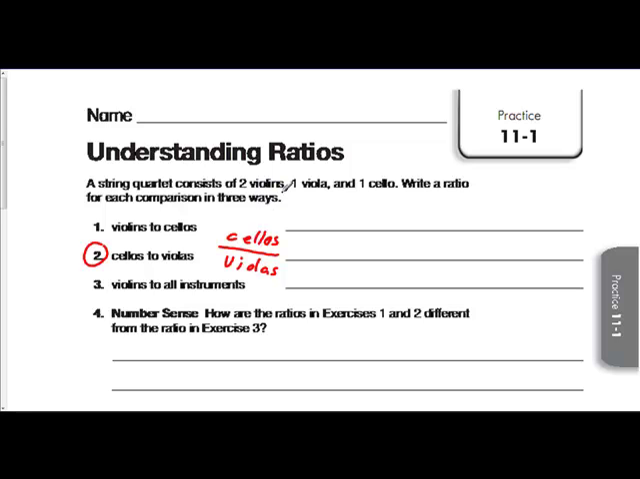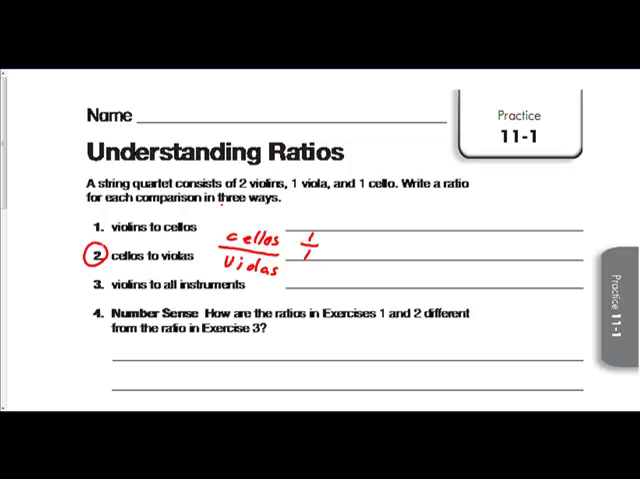So I need to go up here and look and say, where's my cellos? By the way, this is not "cello," it's "chello." In Italian, and this is an Italian word, the C by itself is pronounced CH. So cello. All right. So how many cellos do I have? I have one cello. And how many violas do I have? I have one viola. So I have a ratio here of 1 to 1.